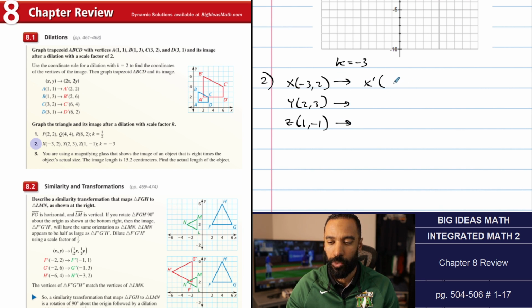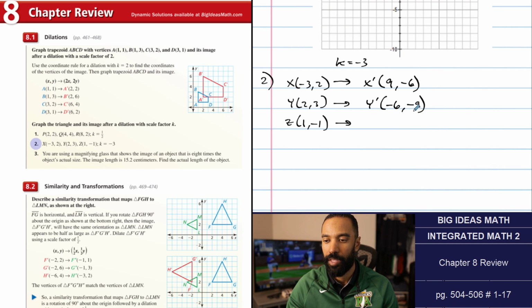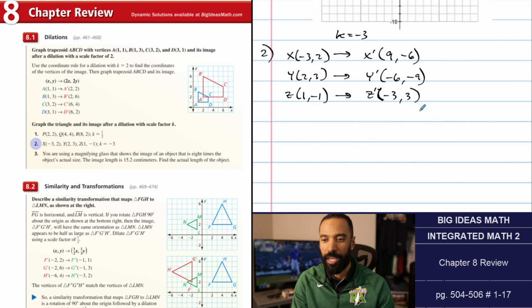X prime, we'll graph it after, but X prime is at positive 9, negative 6. Y prime is at negative 6, negative 9. And Z prime is at negative 3, positive 3. Multiplying by negative 3.